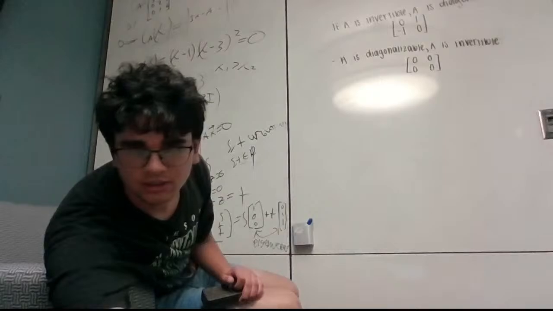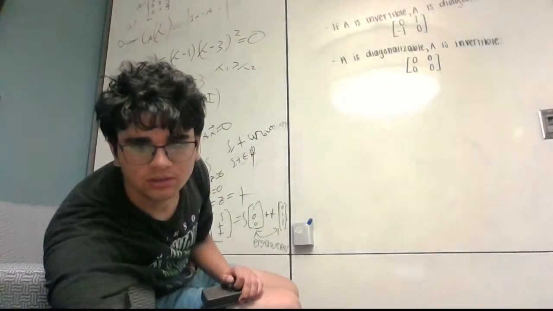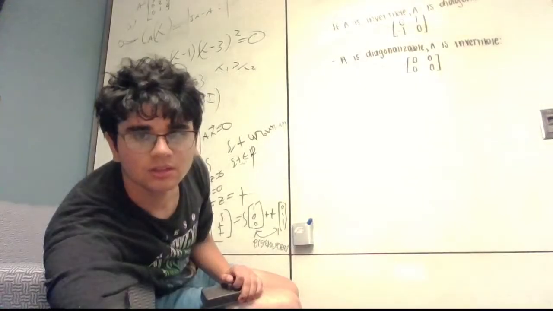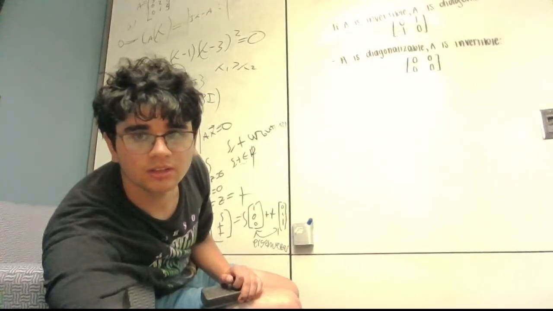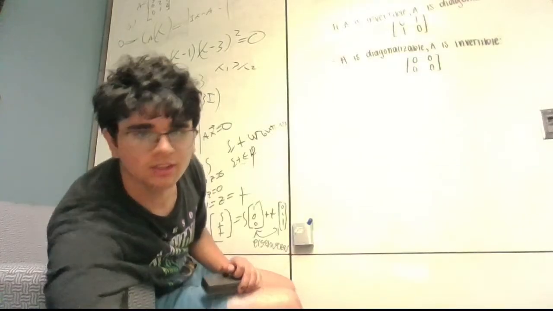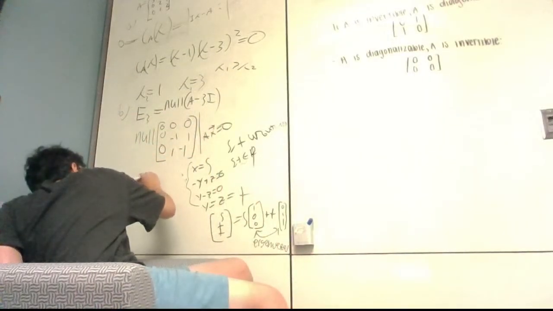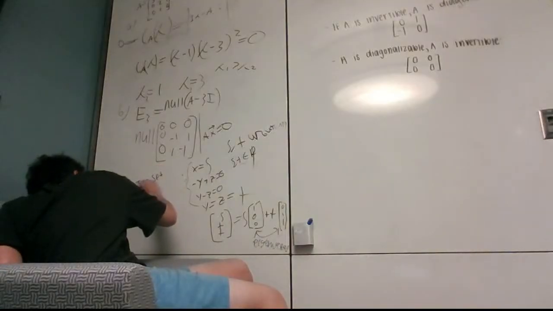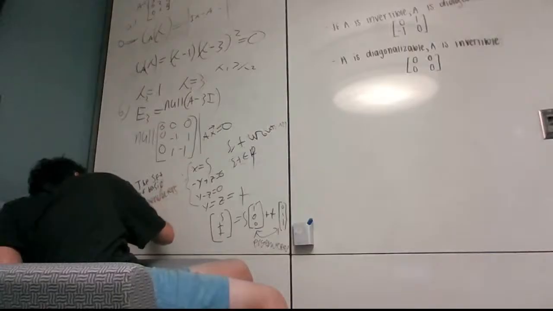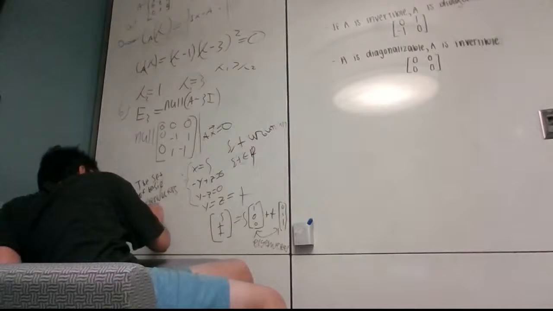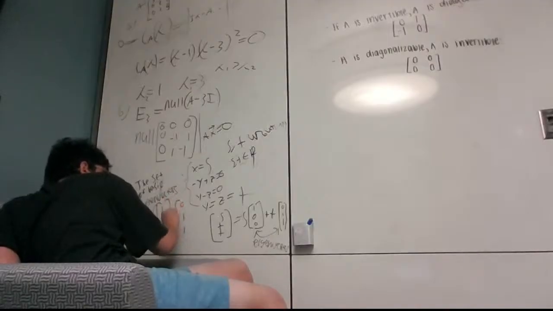Oh, wait. So then, hold on. So then, okay, the set of basic vectors is the following set: 1, 0, 0, 0, 1, 1.